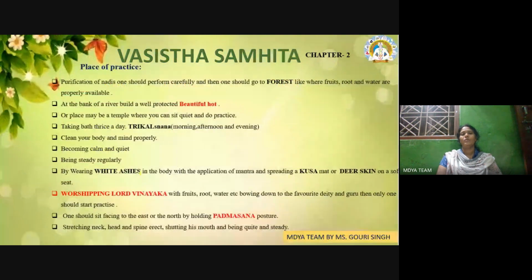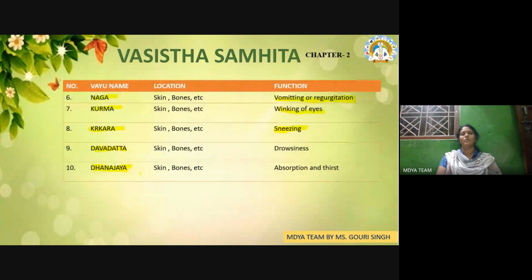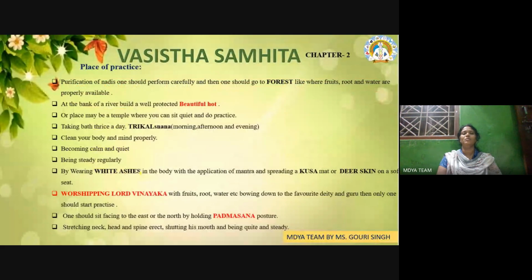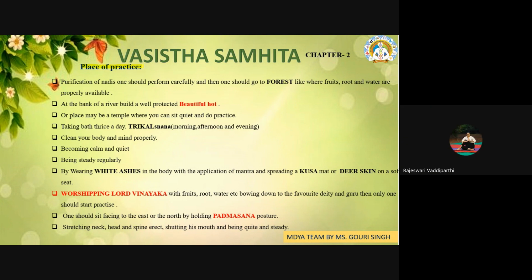Okay. After talking about these Vayus and Upavayus, the next discussion in this Vasishtha Samhita is the place of practice. So before discussing the place of practice, first tell me, are all of you clear about the prana and upapranas, all the nadis and the kanda location? Yes or no? Yes, ma'am.